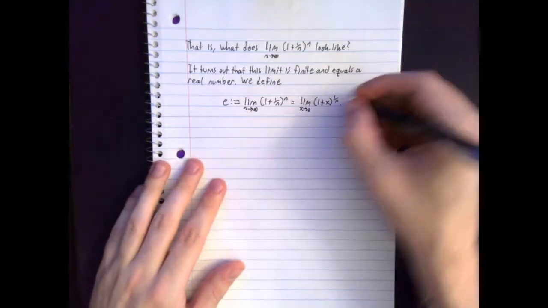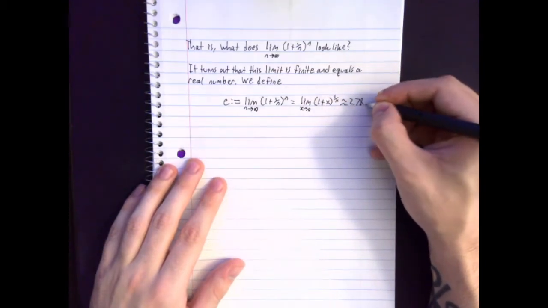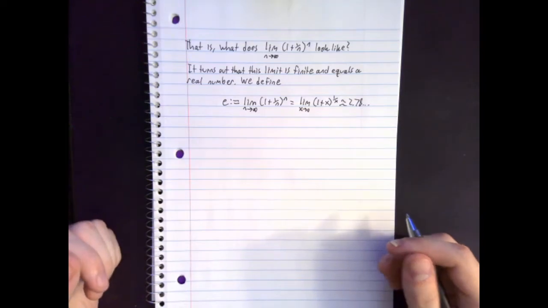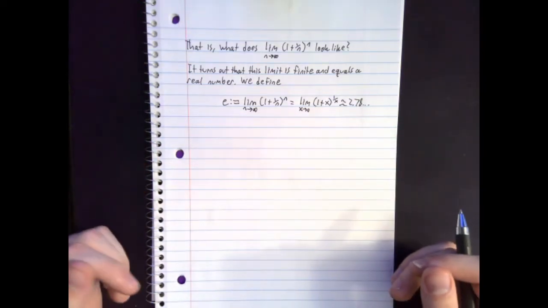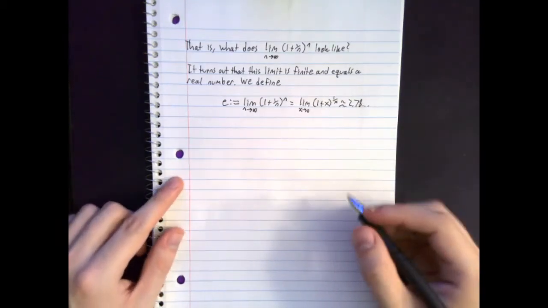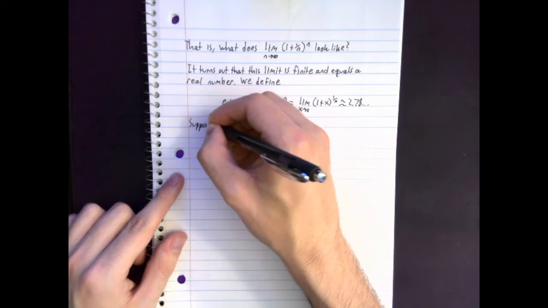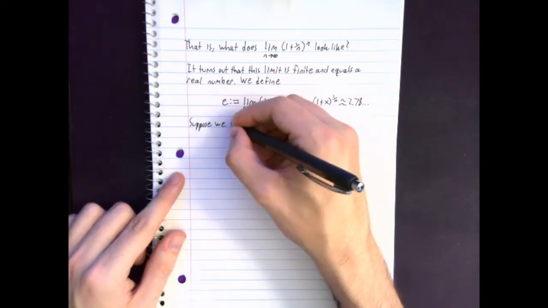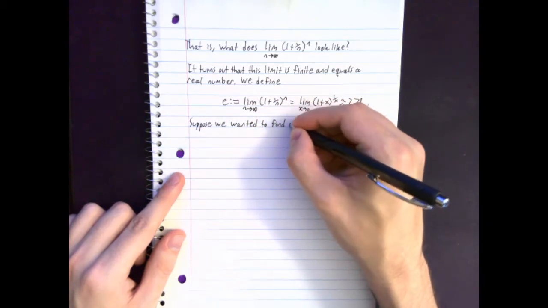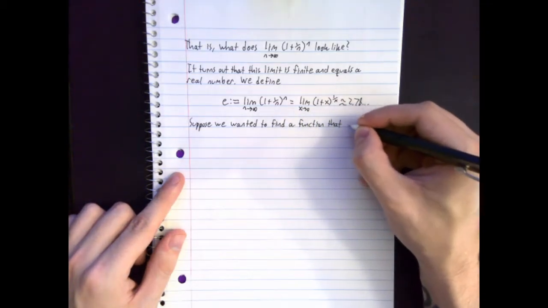And the number e, which is approximately 2.78..., it's some number. Now, why is this important, and why does this mean that the derivative of e to the x is its own derivative? Well, suppose that we wanted to find a function that was its own derivative.